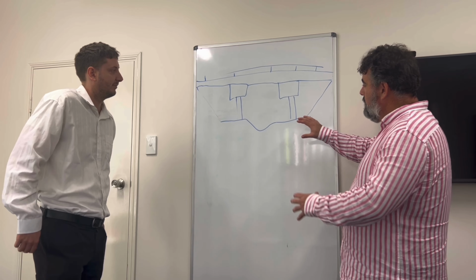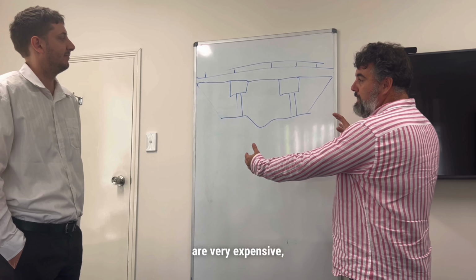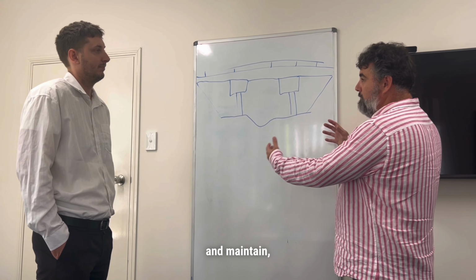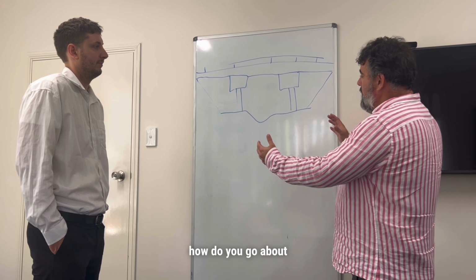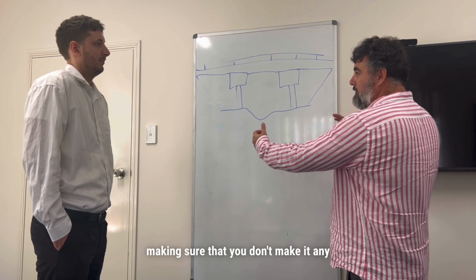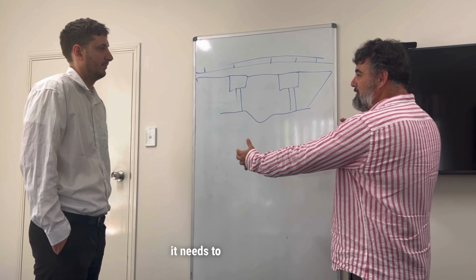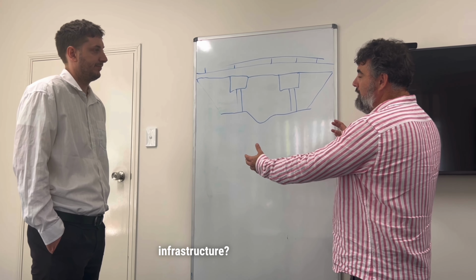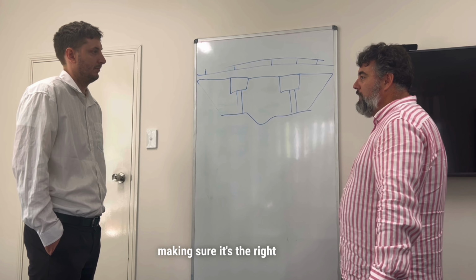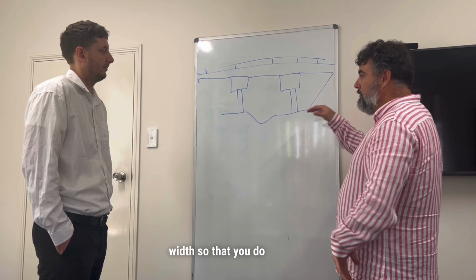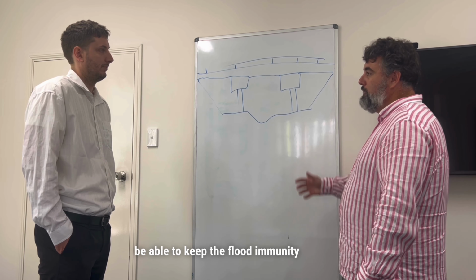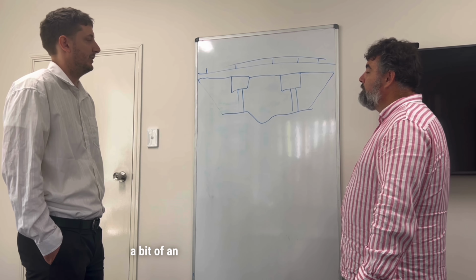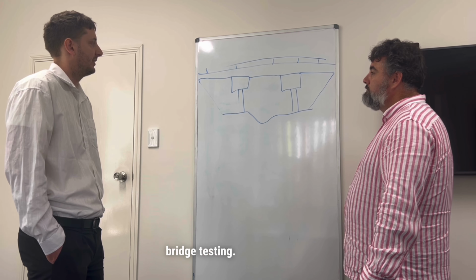Knowing that building a bridge is very expensive to build and maintain, how do you go about making sure that you don't make it any longer than what it needs to be for the person paying for that piece of infrastructure? And how do you balance making sure it's the right width so that you're able to keep the flood immunity that you're after? There's occasionally a bit of an iterative approach to your bridge testing.